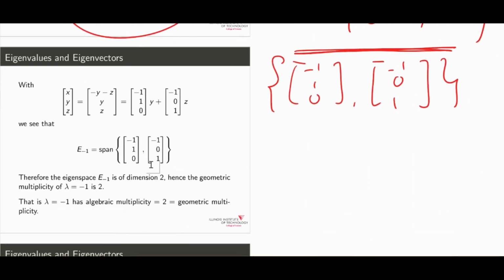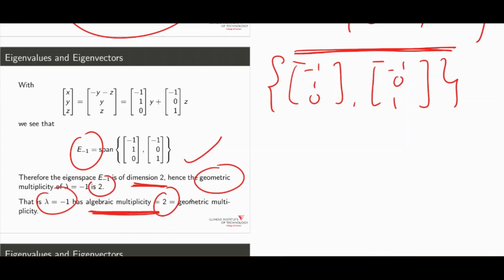So this is what happened right here. E of -1 is spanned by these two vectors, so the eigenspace for this is dimension 2. So the geometric multiplicity for lambda equals -1 is also 2. So lambda equal to -1 has algebraic multiplicity 2 and also geometric multiplicity 2.